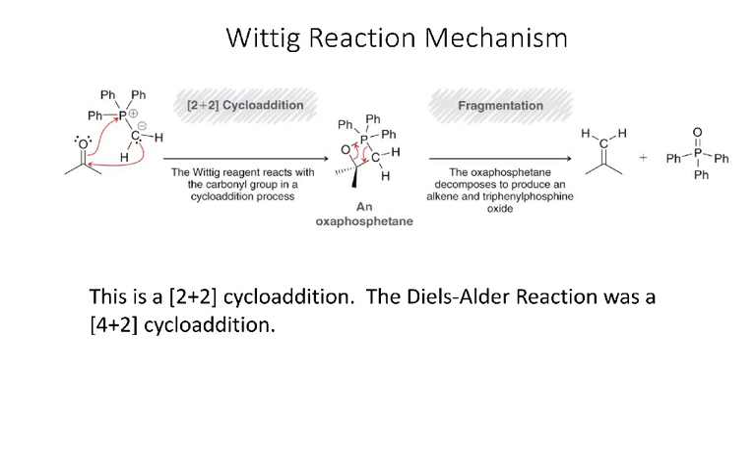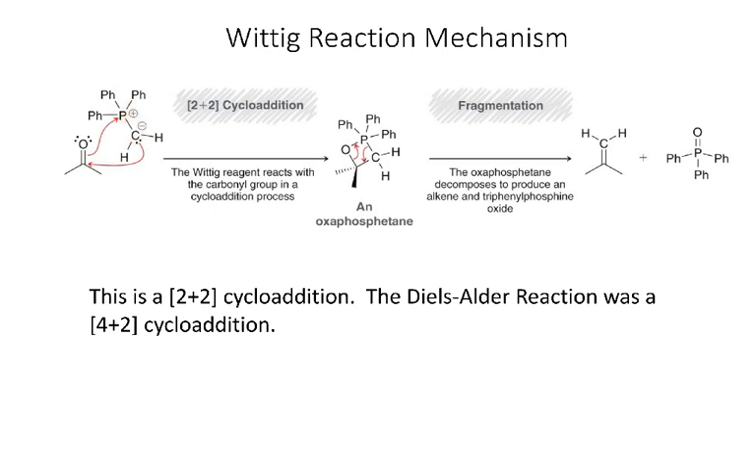The Wittig reaction is an example of a 2+2 cycloaddition. The Diels-Alder reaction that we studied earlier in the semester is an example of a 4+2 addition. Again, where this nomenclature comes from, the 2+2: we have two conjugated pi systems, one on each reagent, that are involved in the reaction, and then the 2 tells us how many atoms on each compound are involved in the pi system. So we've got 2 atoms involved in the pi system on the aldehyde or the ketone. And then in the other resonance structure, we have the double bond between the carbon and the phosphorus. So we have 2 atoms involved in the conjugated pi system in the Wittig reagent.